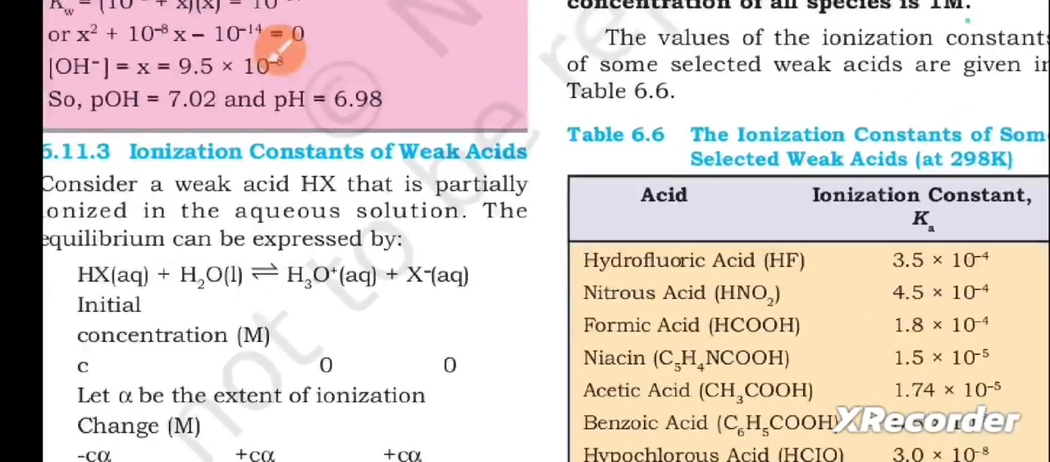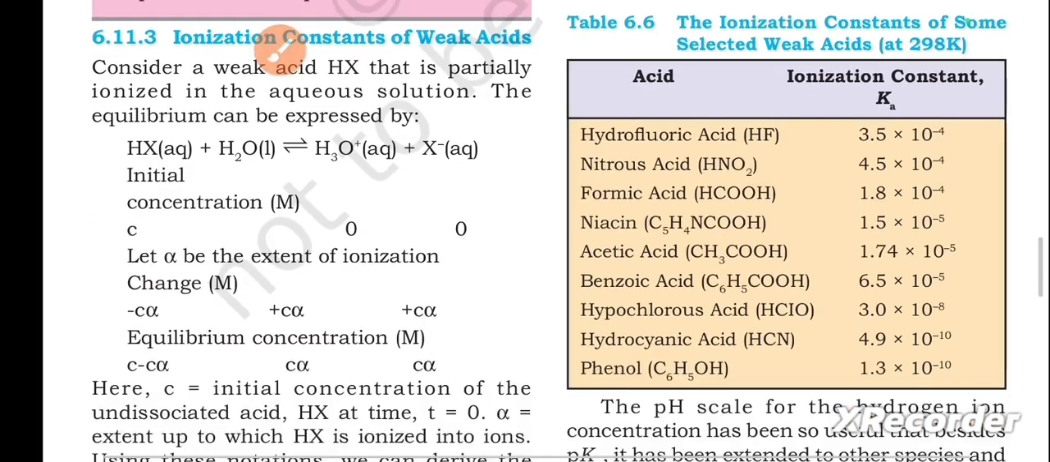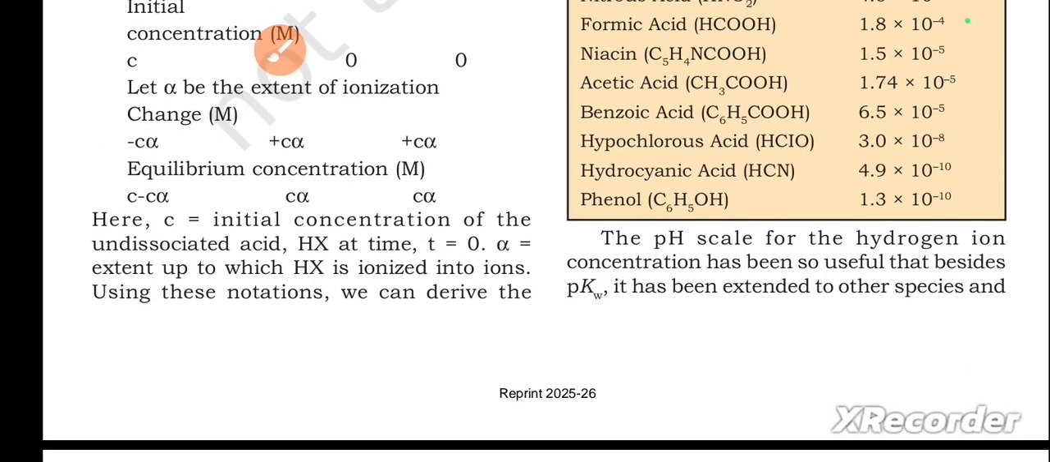Next, ionization constants of weak acids. Consider a weak acid HX that is partially ionized in the aqueous solution. The equilibrium can be expressed by the given equation. Here C equals the initial concentration of the undissociated acid HX at time t equals 0, and alpha equals the extent up to which HX is ionized into ions.